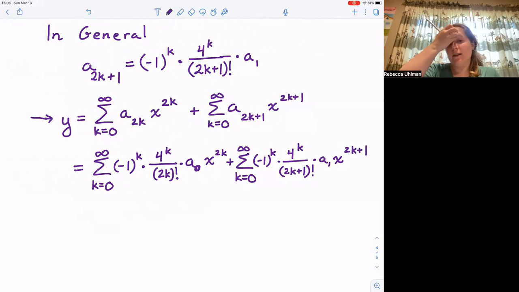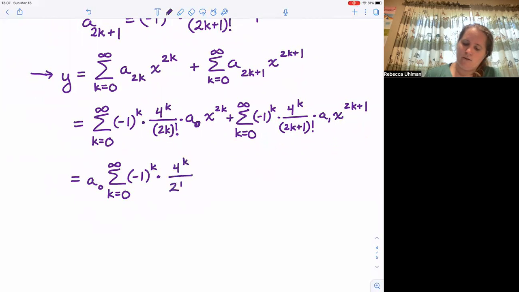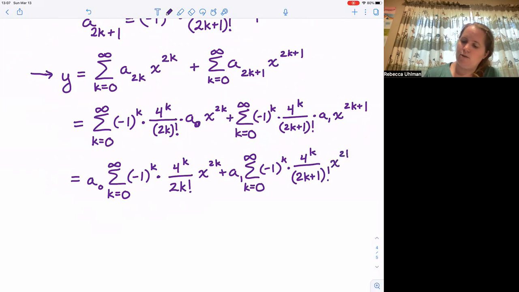I'm going to rearrange this a little bit. We can pull the a0 and a1 out front. So this is a0 times the sum from k equals 0 to infinity of -1 to the k times 4 to the k over 2k factorial times x to the 2k, plus a1 times the sum from k equals 0 to infinity of -1 to the k times 4 to the k over 2k plus 1 factorial times x to the 2k plus 1.